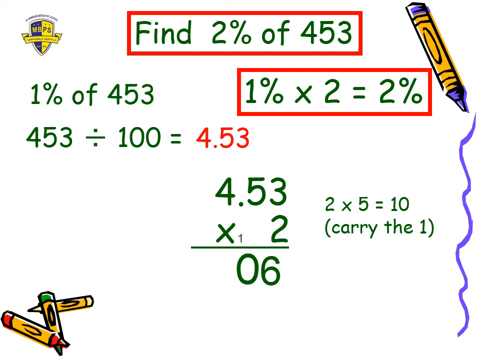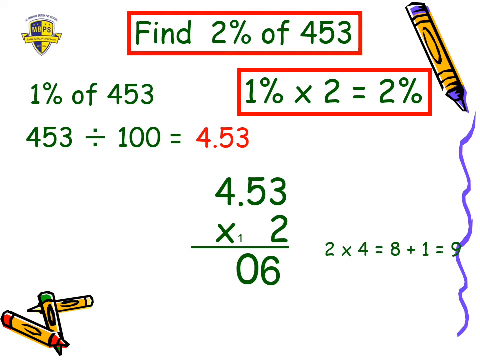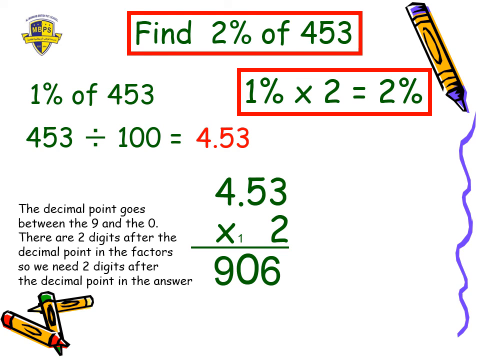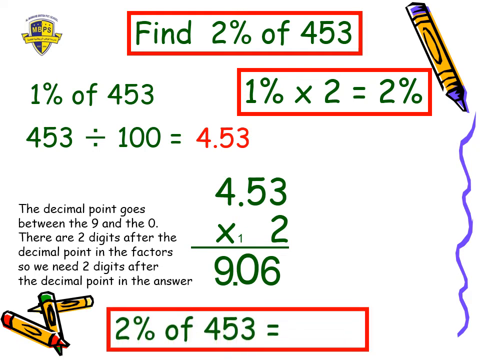So the answer here will be 9.06. So 2% of 453 is 9.06. This is the final answer.